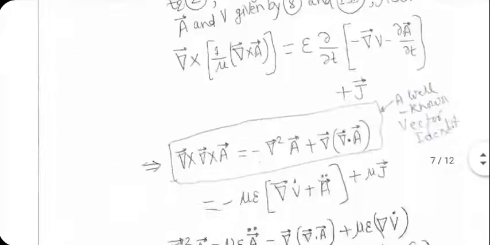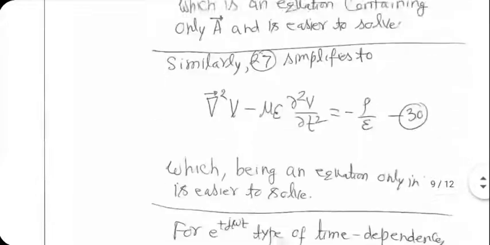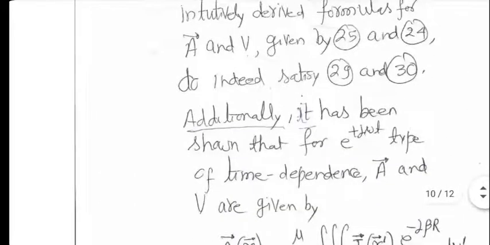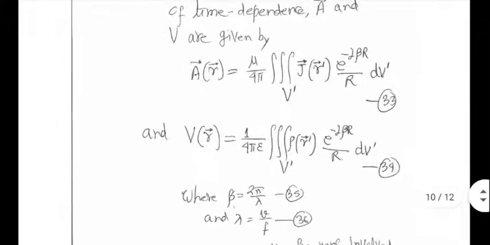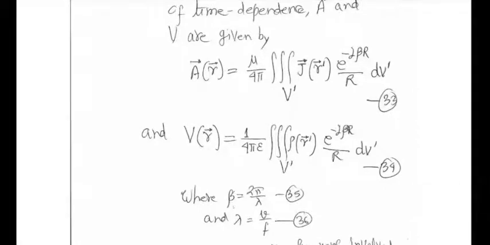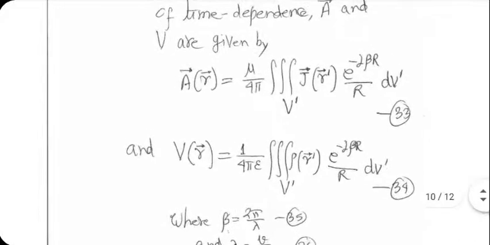Further to all this, it has also been shown that if you are specifically interested in e to the power j omega t type of time dependence, the formulas to use are actually these. If you know J, that time delay is gone, it has been replaced by e to the power minus j beta r. Beta is 2 pi upon lambda. There's a proof for this, but I'm avoiding it. These are the formulas that will become the bottom line for us most of the time, 33 and 34.